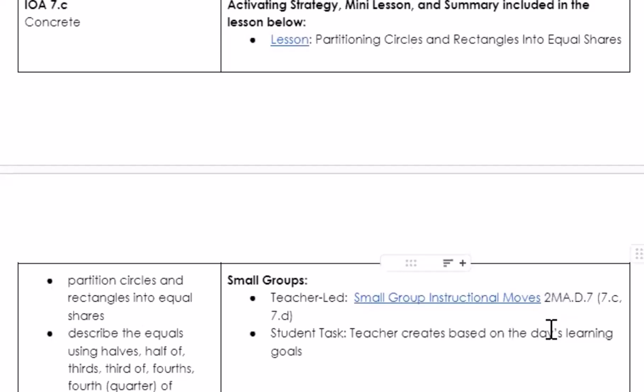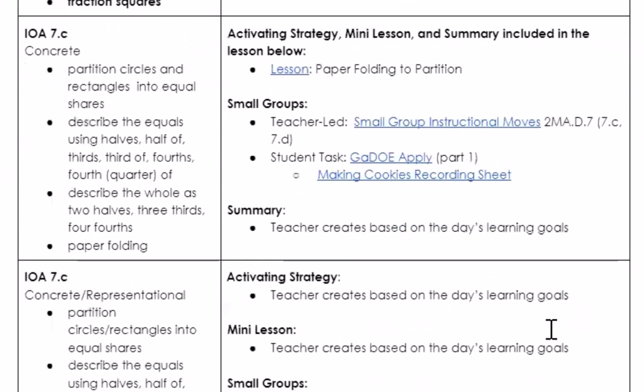After learning about the attributes of 2D and 3D shapes, students will begin to apply some of that learning and that background knowledge as they partition circles and rectangles into equal shares through IOA 7C and 7D. This learning will provide students with a firm foundation for fractions and division in 3rd grade. Notice that students will be partitioning into halves, thirds, and fourths. The pacing provides 8 days of practice, including the use of fraction squares and circles, as well as paper folding.